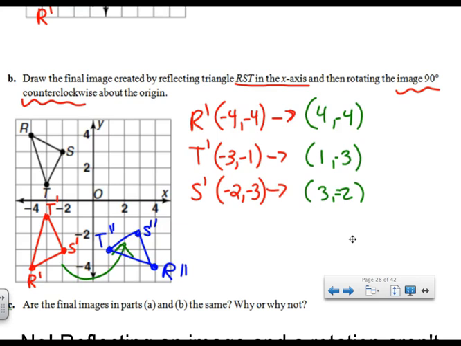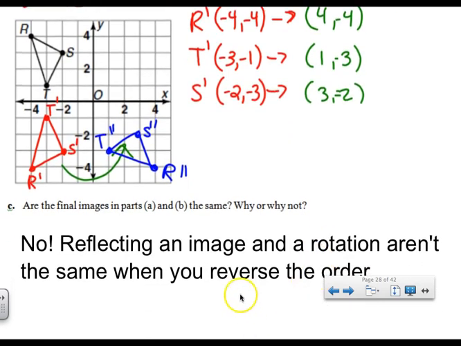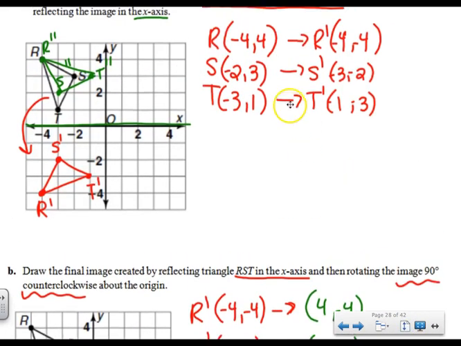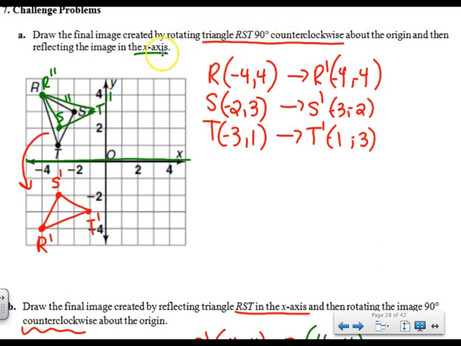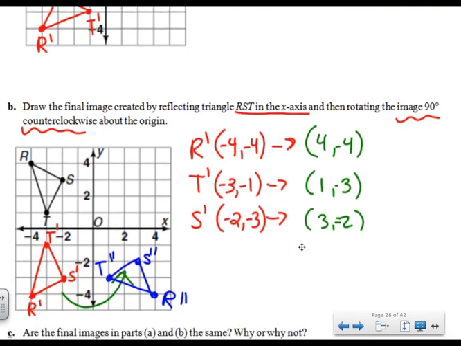But are the images the same? They are not. Okay, why or why not? I said no, they're not the same. Reflecting an image and rotating it aren't the same when you reverse the order. So rotating something and then reflecting it, versus reflecting it and then rotating it, you're not going to get the same image.